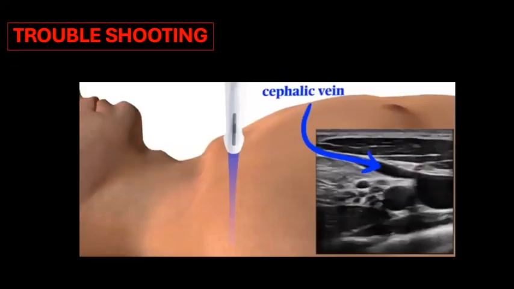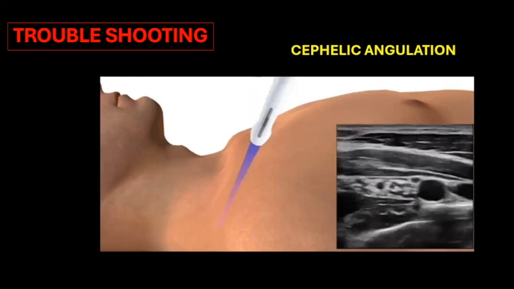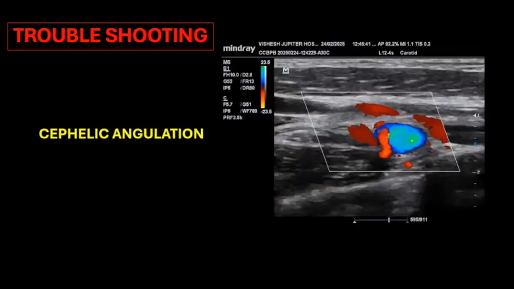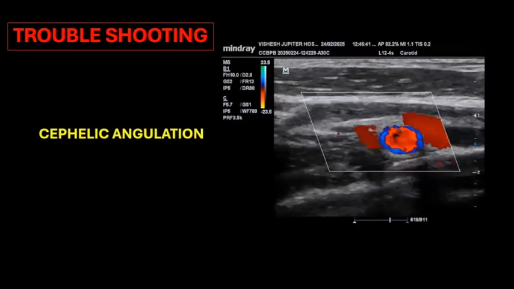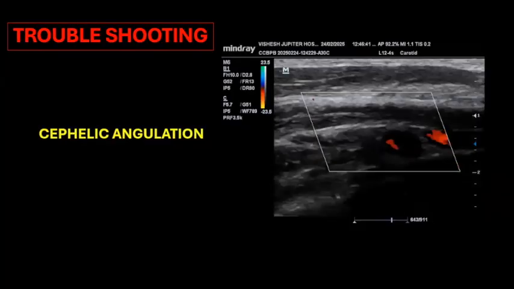Because your probe is in the caudal direction or perpendicular. If you angle your probe in the cephalic direction, you will get a proper visualization of the plexus, and that gives a 100% effect with no complication. This is how cephalic angulation helps improve your block.